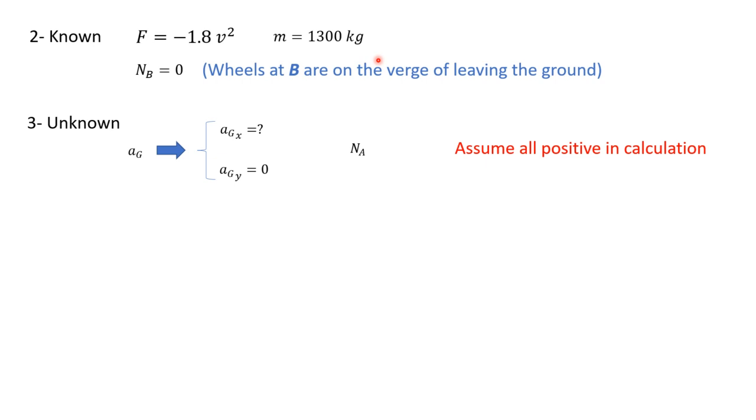So the unknowns are going to be the acceleration: the x component is unknown, and the y component is 0. We also don't know the direction of A, so we need to assume that it is going to be positive in calculation.